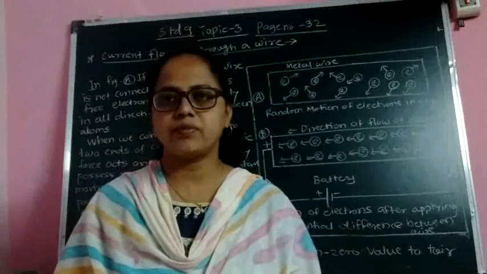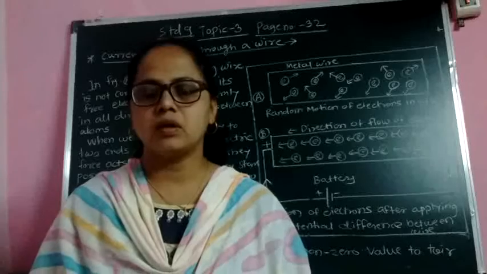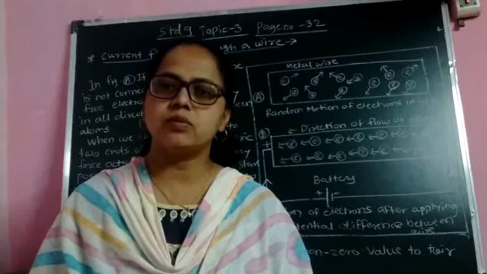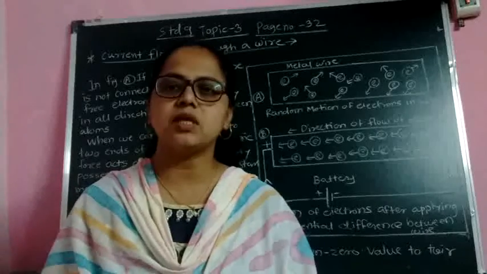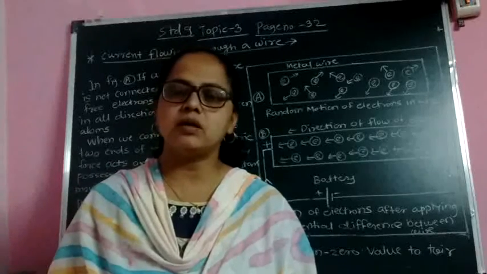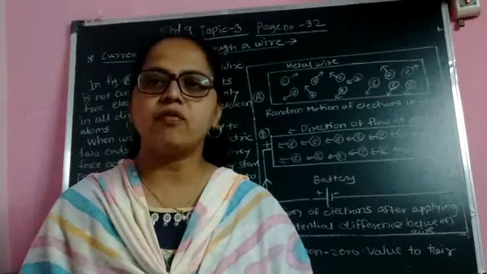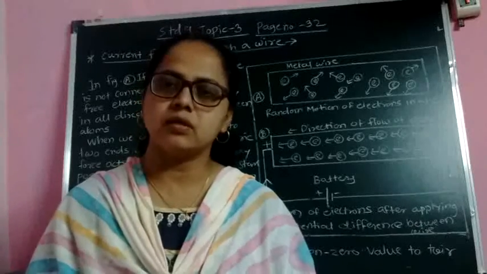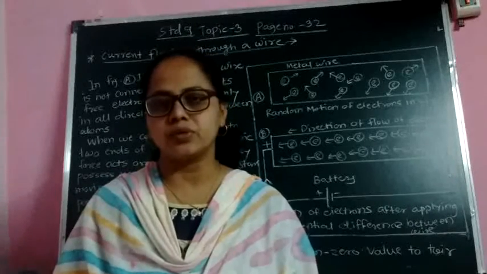Free electrons. We are going to learn the new point present on page number 32: how current flows through a wire. You have seen in your home the electric supply is provided with the help of copper wires or aluminum wires. That is, for electrical conduction, copper or aluminum wires are used.